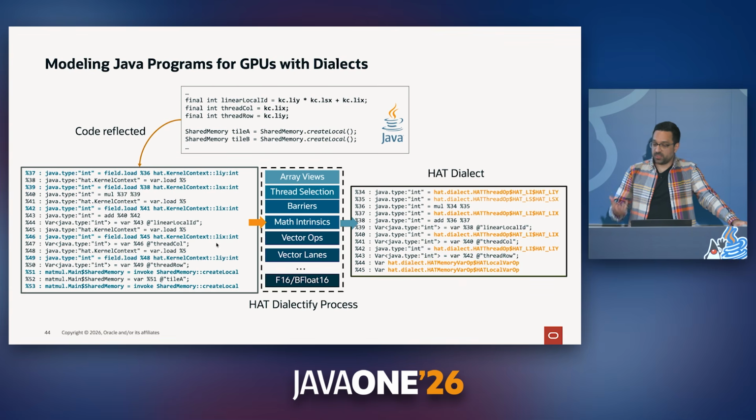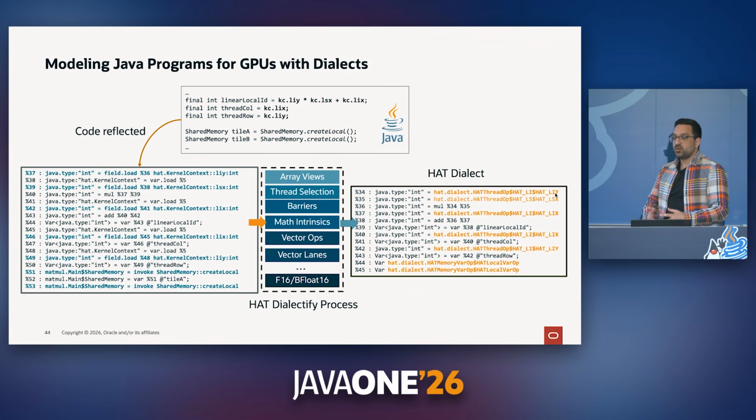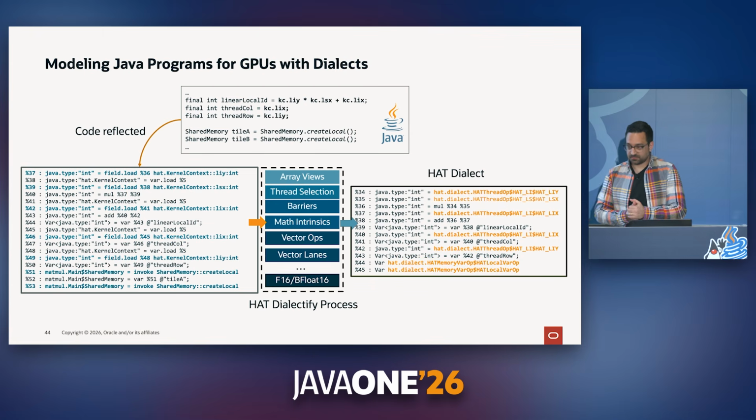Then we have a set of transformations. We call it the HAT dialectify process, in which we, step by step, introduce operations for the dialect. My colleague Ruby talked about array views, where we have, as I mentioned, thread selection, barriers, math intrinsics, vector operations, vector lanes, and so on and so forth. And at the end of the process, we have the code model in the HAT dialect format. For example, for the thread index, the local index, we see a dialect operation to access the local index. And from there, we know how to generate code efficiently.